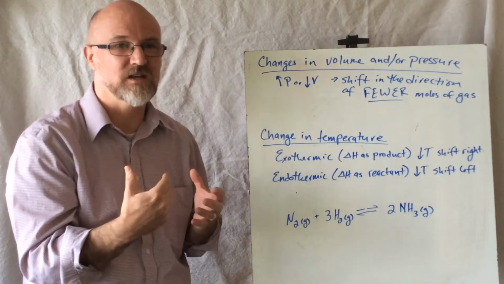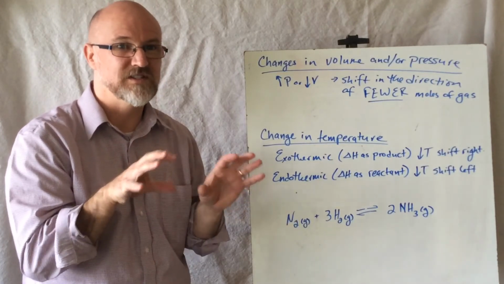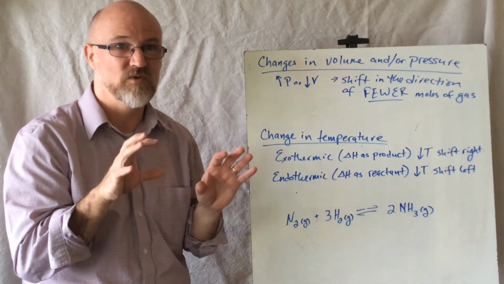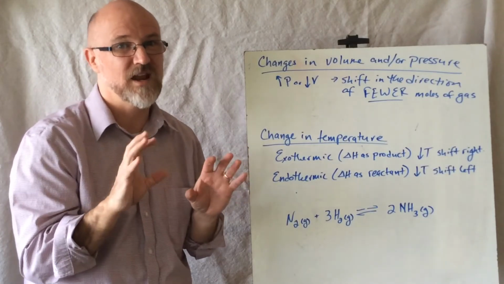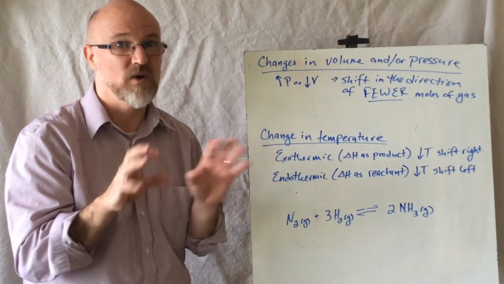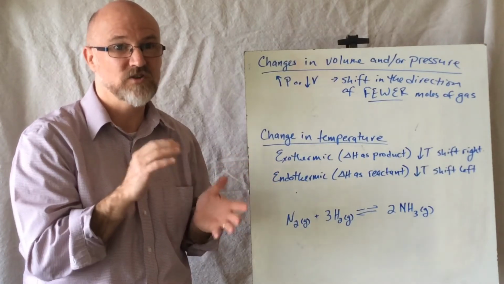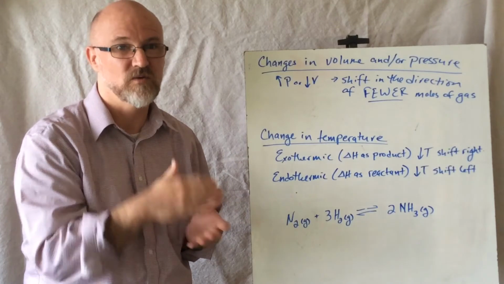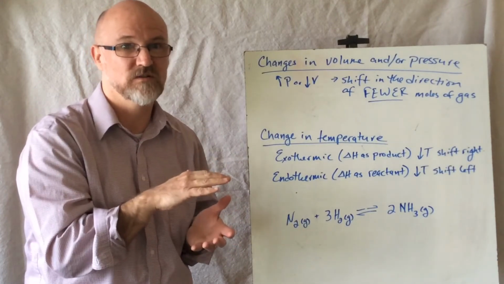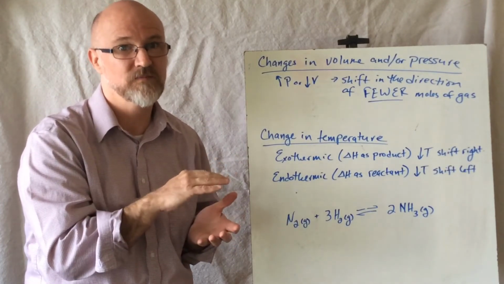You have to look to see, well, are there the same amount of gaseous moles on both the reactant and product side, or does one side have more and one side have less? Whenever one side has more and one side has less, the reaction is going to shift in the direction when I increase the pressure or decrease the volume.